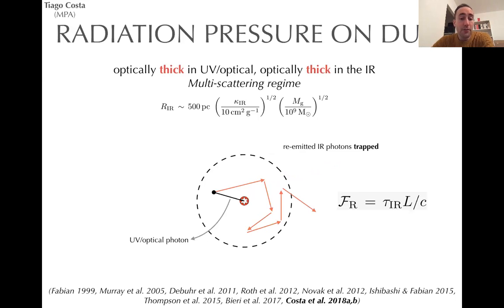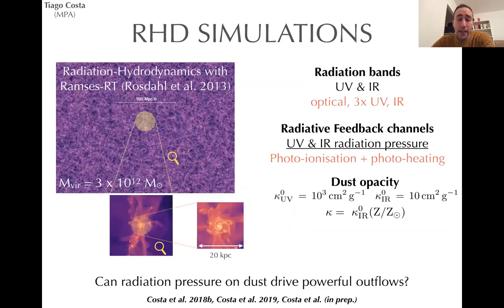Thus, on average, each photon will undergo more than one scattering, and since photons preferentially diffuse outwards, the net force exerted by multi-scattering radiation pressure can exceed L over c by a factor that depends on the optical depth. So multi-scattering radiation pressure can result in stronger feedback than single scattering radiation pressure, provided infrared photons can be trapped efficiently.